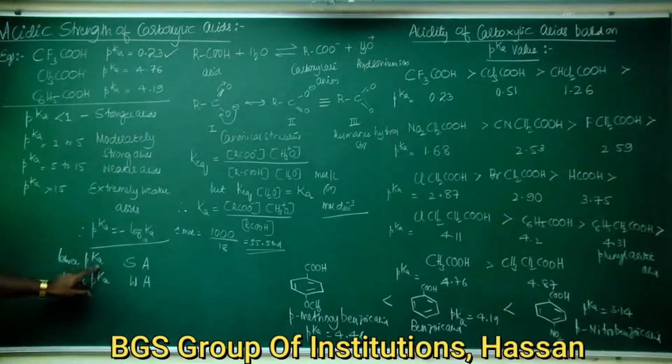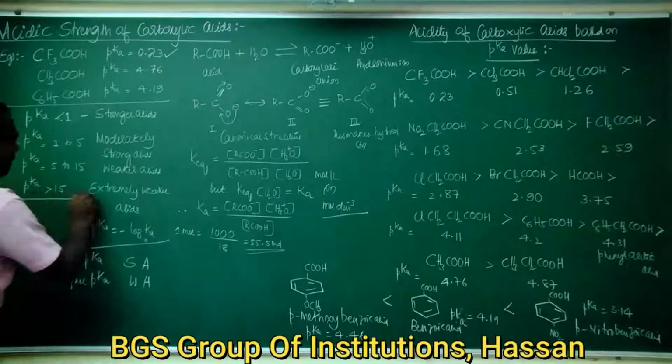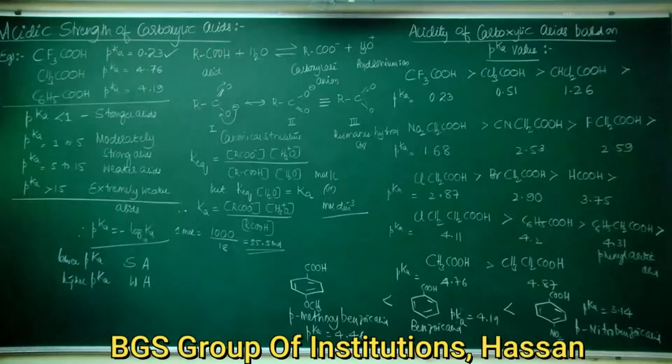So lower the value of pKa, stronger is the acid. Higher the value of pKa, weaker is the acid. Some of the important points based on pKa: if the pKa value is less than 1, then it is a stronger acid.